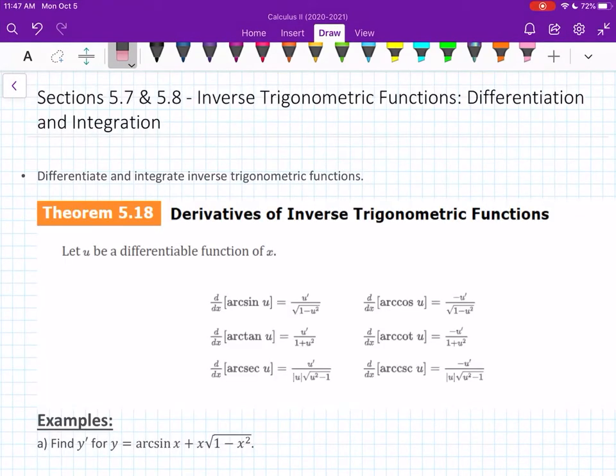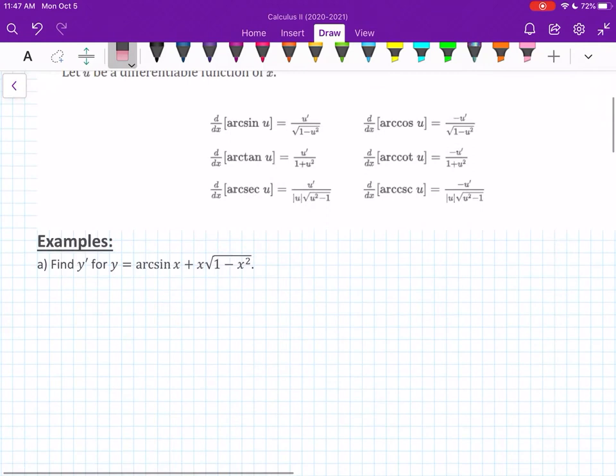Welcome. Today's video is on sections 5.7 and 5.8, inverse trig functions, both differentiation and integration. We're going to jump right in. So here are some formulas for the derivatives of arcsine, arccosine, arctangent, arccotangent, arcsecant, and arccosecant. We're going to do some quick examples.